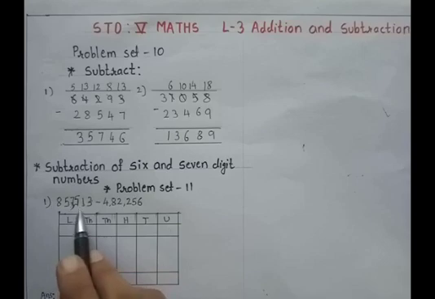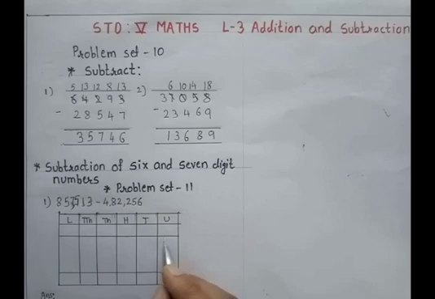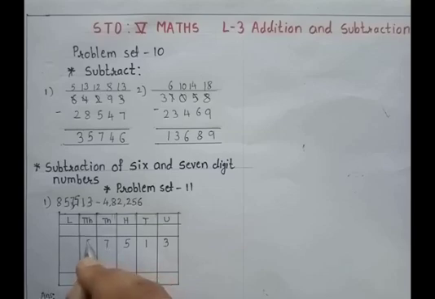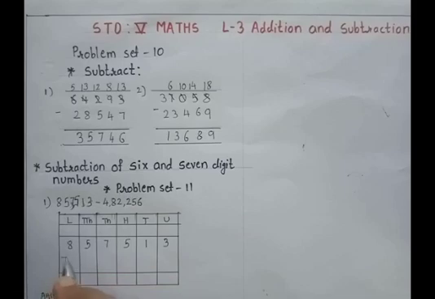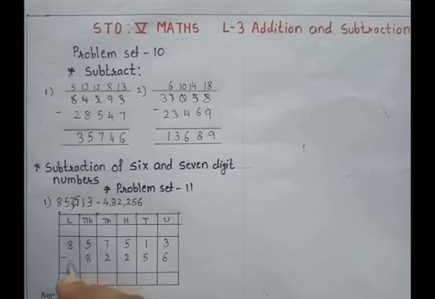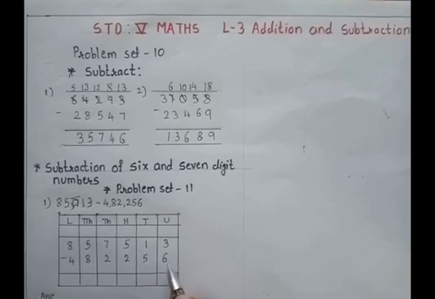Now write down the first number according to places. Start from the unit: 3, 1, 5, 7, 5 and 8. Then afterward put the minus sign. Write down the second number from the unit place: 6, 5, 2, 2, 8 and 4. And now start subtraction from the unit place.